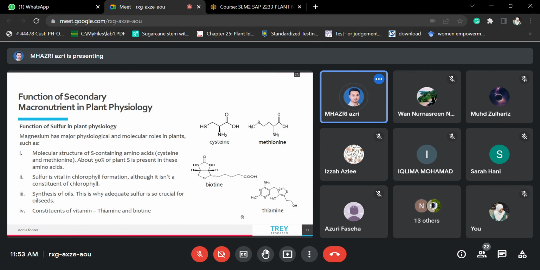Okay, sulfur is also crucial for the synthesis of oil. This is why sulfur is crucial for oilseed. Not only that, any fruit that has a pungent smell, like garlic, actually contains sulfur.